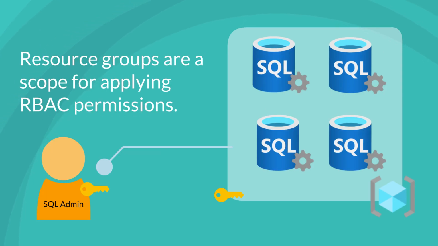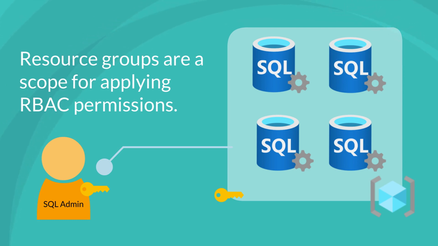Now, I should also point out that resource groups are also used as a scope for applying role-based access control. In other words, by applying the RBAC permissions to a specific resource group, that simplifies the administration and makes it easier to limit access to only those who need access to the resources within that resource group.